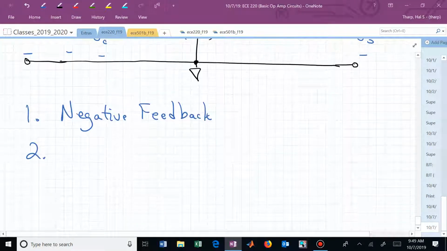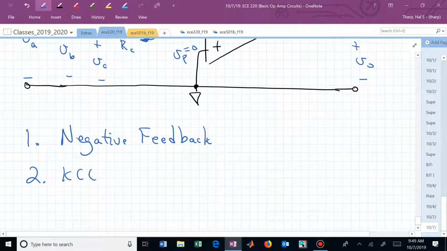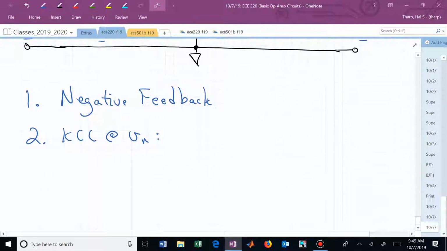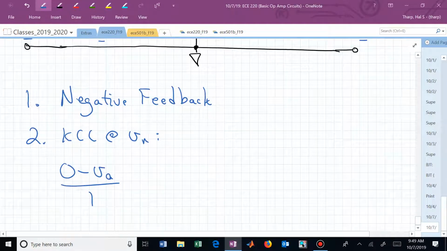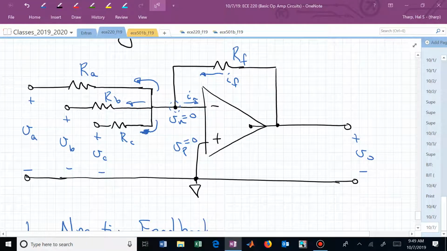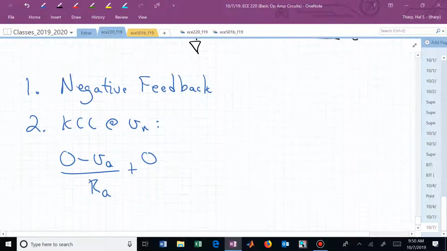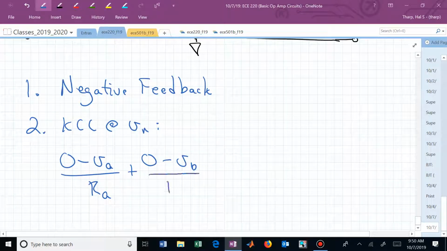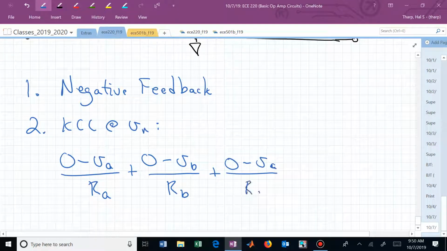So now we have KCL at V sub N is going to be 0 minus V sub A over R sub A. Is it clear where that came from? That's the top current going to the left. 0 minus where I'm going, which is V sub A, divided by R sub A. The middle current going to the left is I sub B, but that I'm going to write as 0 minus V sub B over R sub B, plus 0 minus V sub C over R sub C, plus 0 minus V sub 0 over R sub F is equal to 0.